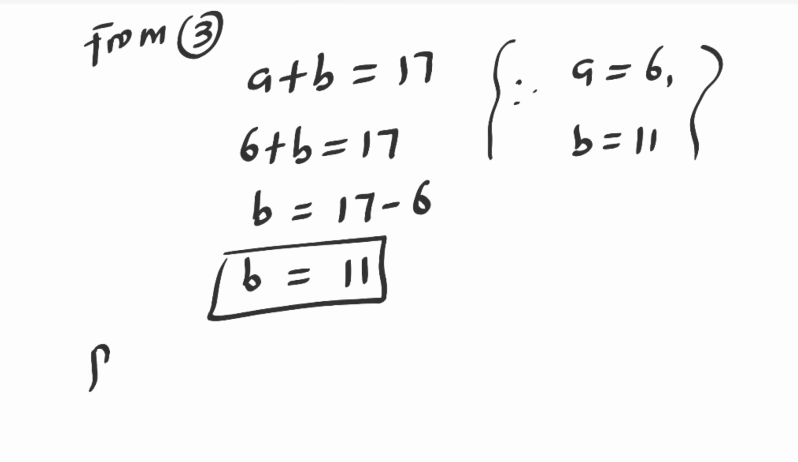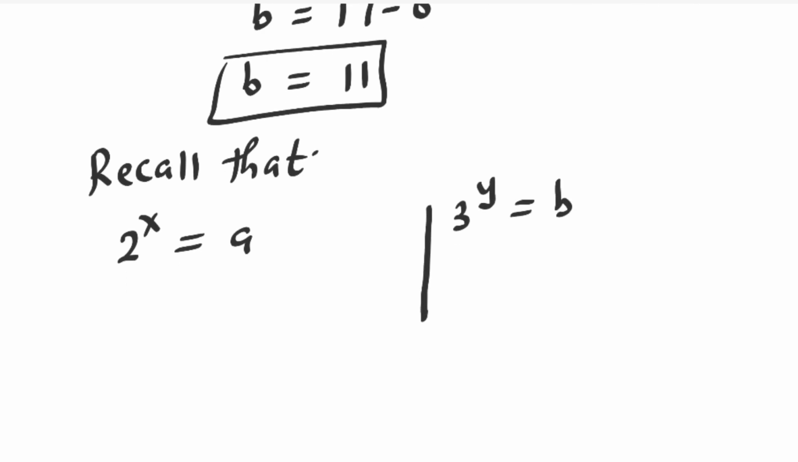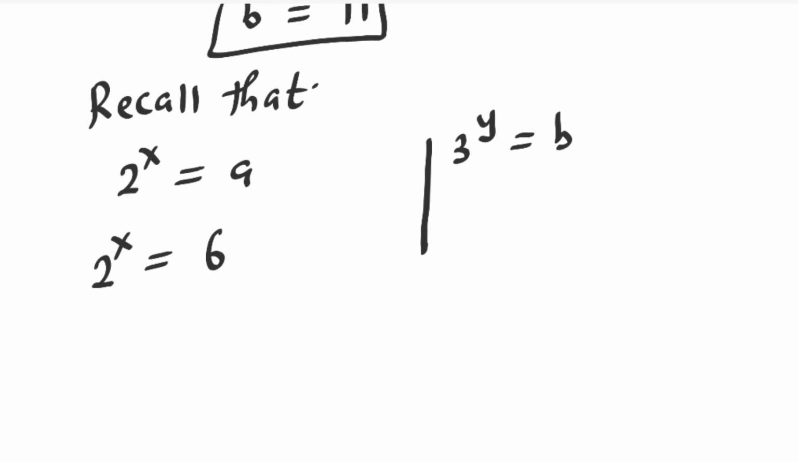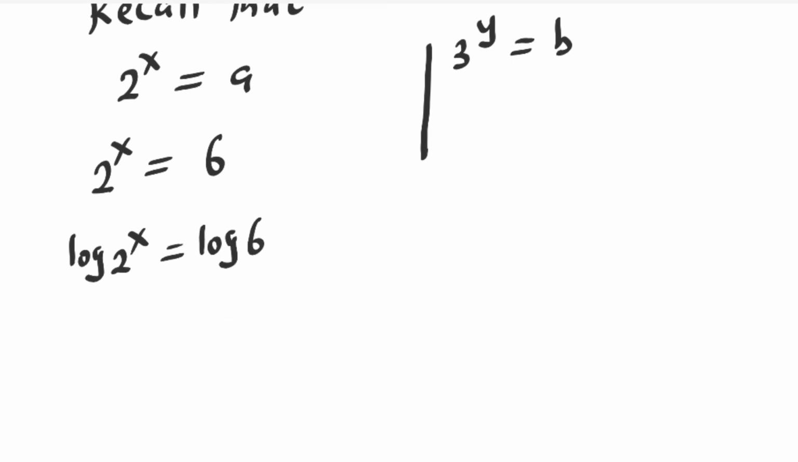Recall that 2 raised to power x is equal to a and 3 raised to power y is equal to b. Now let's see, this is 2 raised to power x is equal to a, which is 6. Let us take the log on both sides of this equation. Log 2 raised to power x is equal to log 6. Then x log 2 is equal to log 6.